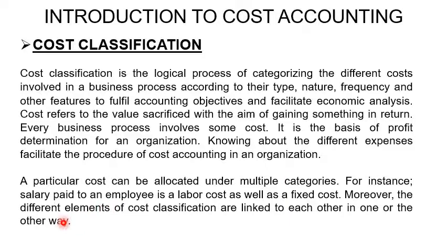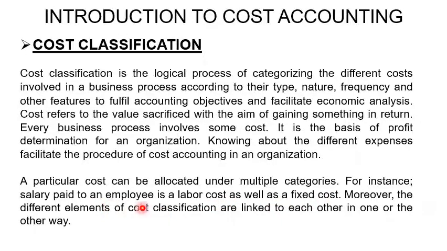Now further, a particular cost can be allocated under multiple categories. Clear? As we have discussed, there are so many costs involved in the production of a product, so a cost is not used in only one way; it can be allocated in multiple ways. So here is an example. For example, salary paid to an employee is a labor cost as well as a fixed cost.